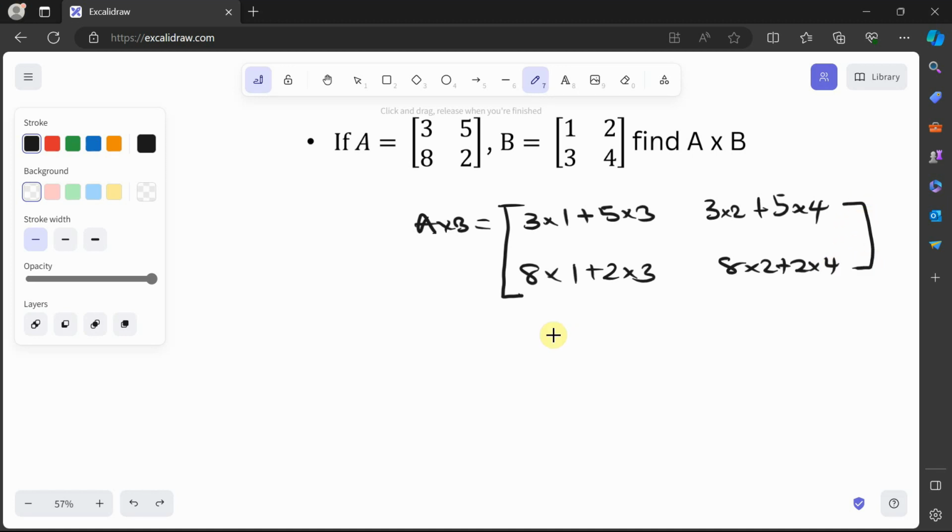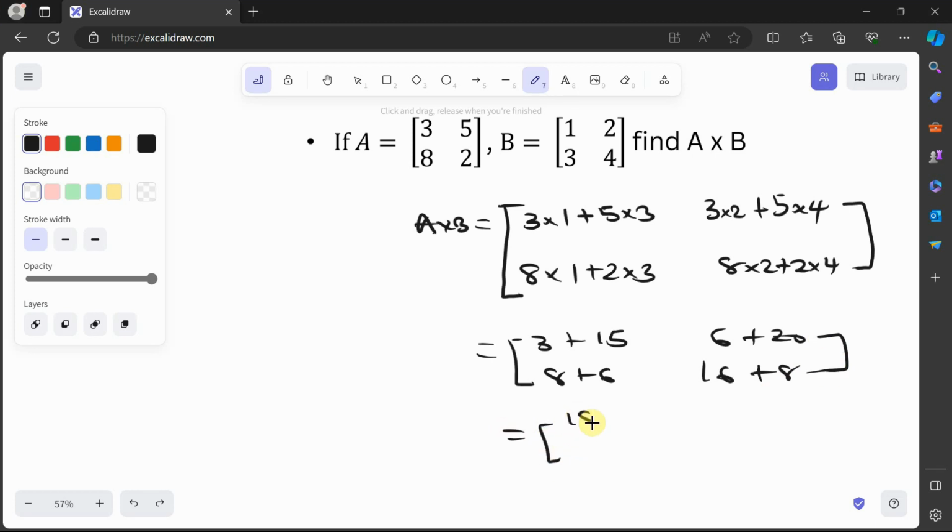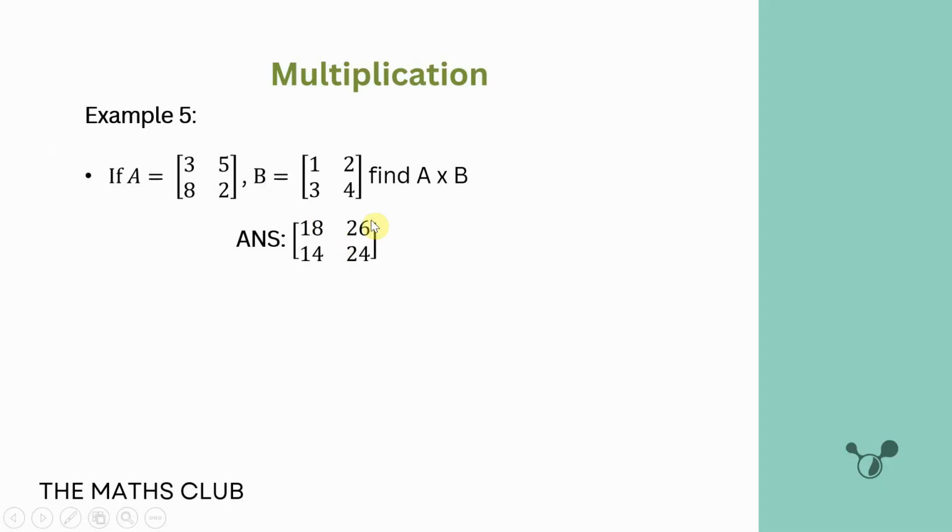So if I close this, this will give me 3 times 1 is 3, plus 5 times 3 is 15; 3 times 2 is 6, plus 5 times 4 is 20; 8 times 1 is 8, plus 2 times 3 is 6; 8 times 2 is 16, plus 2 times 4 is 8. So let's add. 3 plus 15 is 18, 8 plus 6 is 14, 6 plus 20 is actually not 24, it's 26. Let me correct that. 16 plus 8 gives you 24. So our resulting matrix is 18, 26, 14, 24. If you got this, well done to you.